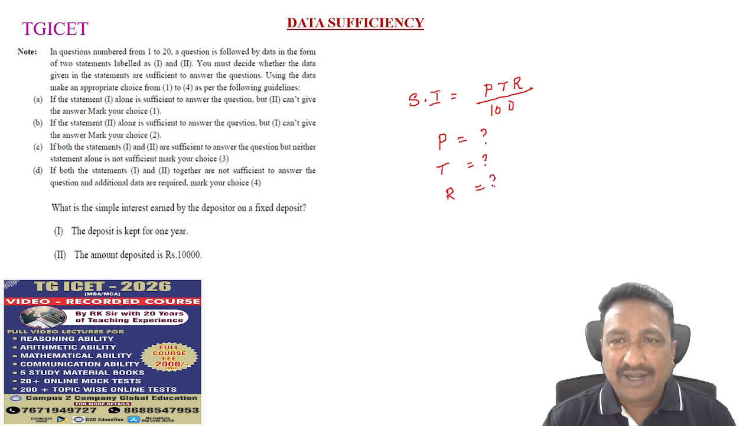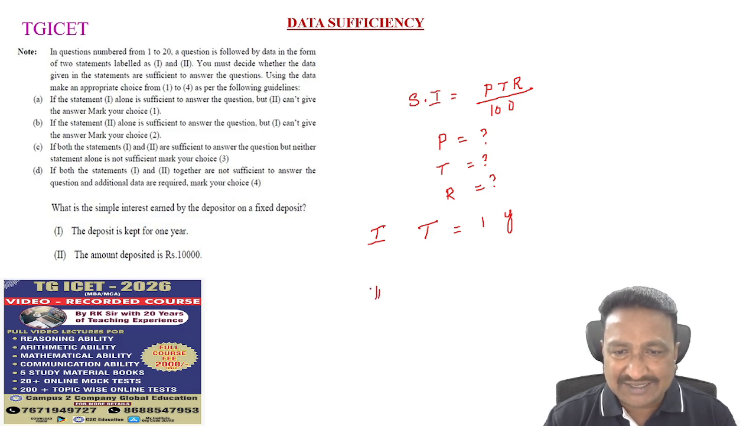So if you know these three values, then we can answer this question. Clear guys? Now we go to the first statement. What is the first statement? Here the first statement is the deposit is kept for 1 year. The deposit is kept for 1 year means according to first statement we got time period is 1 year. So we don't know what is exactly the principal and what is exactly the rate of interest. So according to first statement we cannot decide because we know only time value.